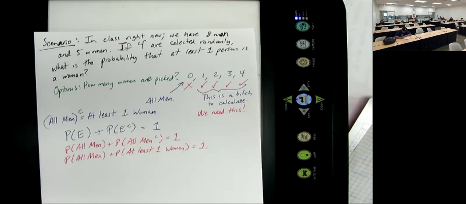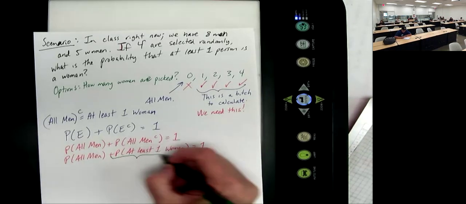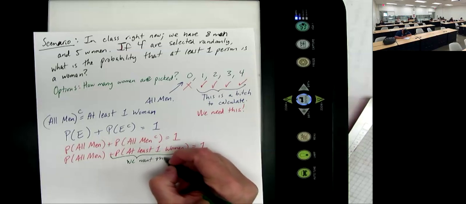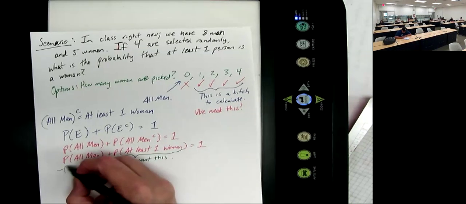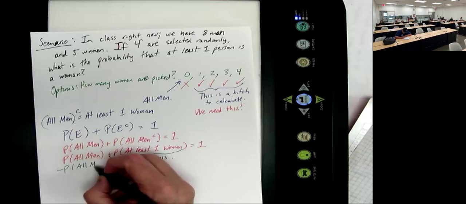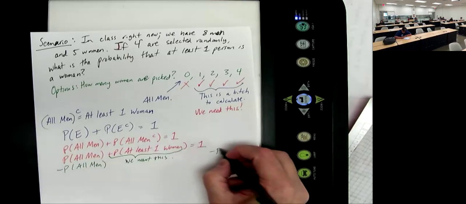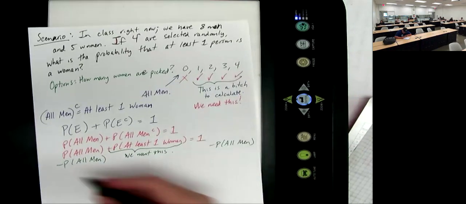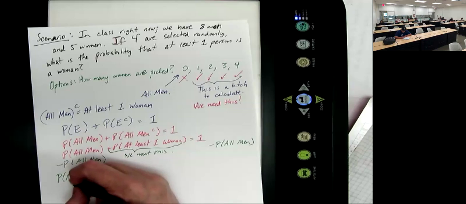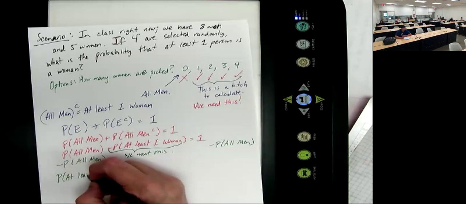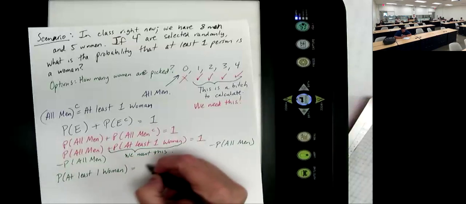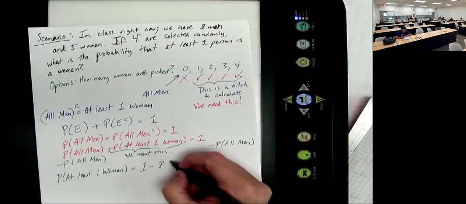What we want is this. So if we subtract the probability of all men from both sides, we can find our answer actually a lot quicker. The probability of at least one woman equals 1 minus the probability of all men.